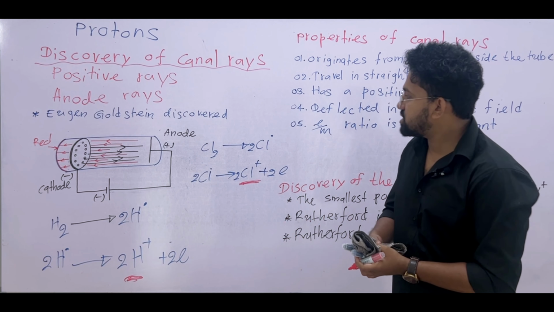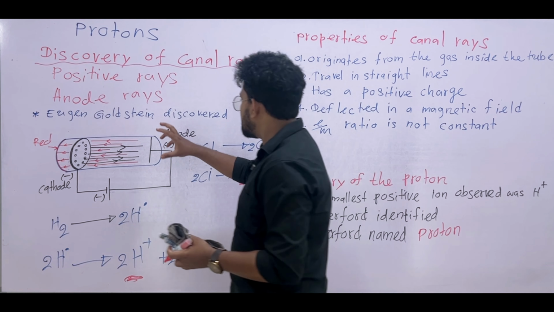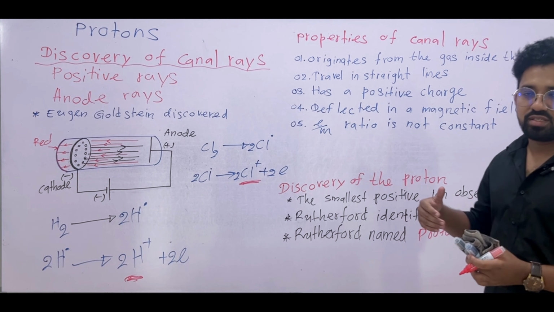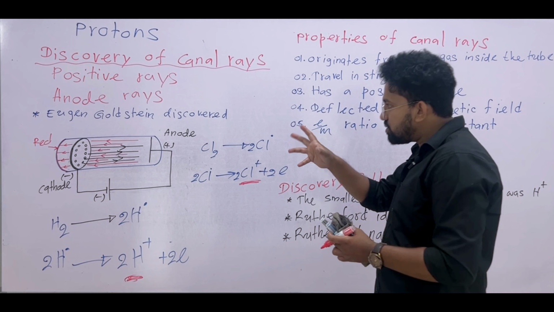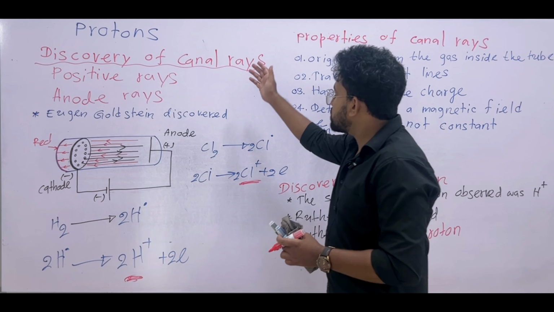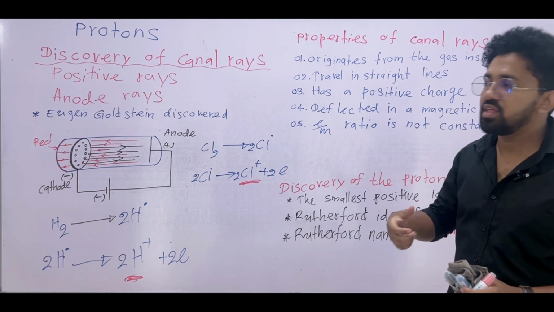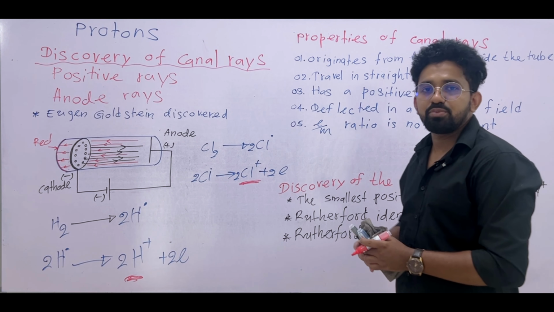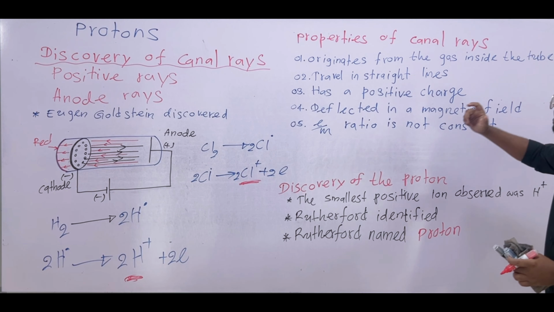Most of the time these canal rays are produced near the anode. Therefore, they are also named anode rays. That is mentioned in your resource book. So these three names are used for the same thing: canal rays, positive rays, and anode rays. And this is how they are produced, and these are the properties.